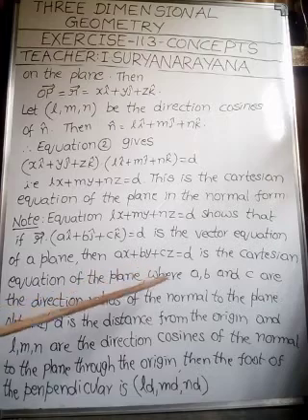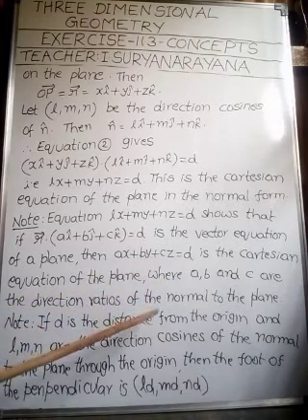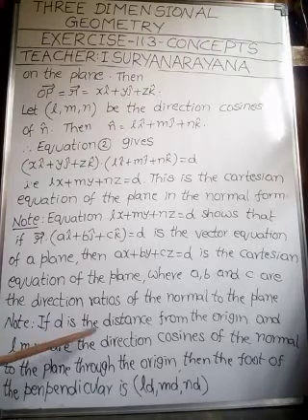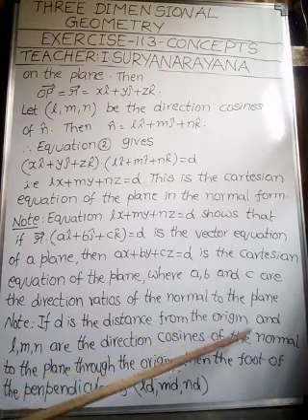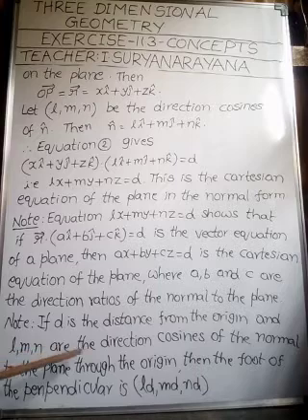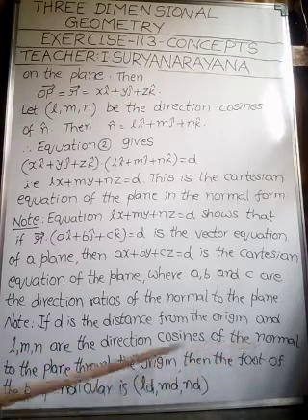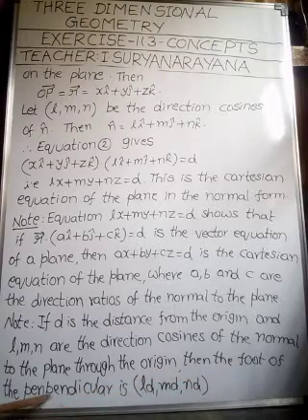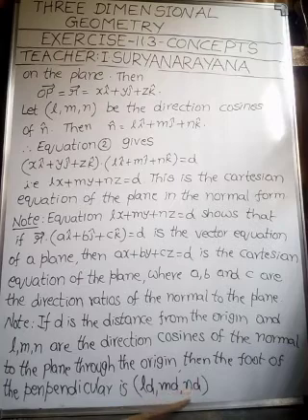Remember these points, my children, as a formula. Okay, my children. Note, if d is the distance from the origin and L, M, N are direction cosines of the normal to the plane through the origin, then the foot of the perpendicular is LD, MD, ND.